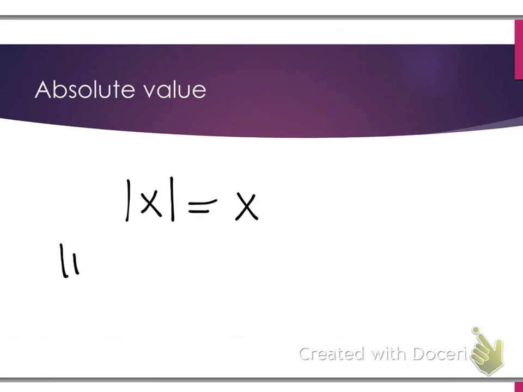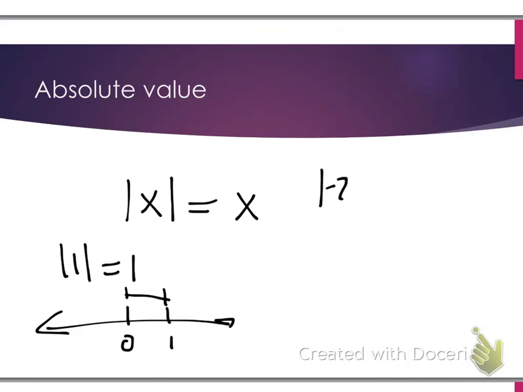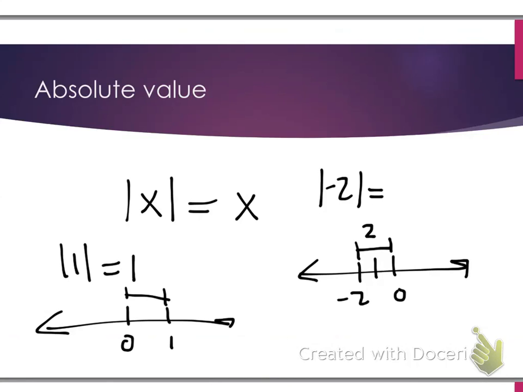If I do, let's say, the absolute value of 1, well, if I have 0 and I have 1, the distance between here and here should be 1. Well, let's try -2. If we're talking about the distance between -2 and 0, it is +2. So my answer should always come to be positive if we're talking about numbers.